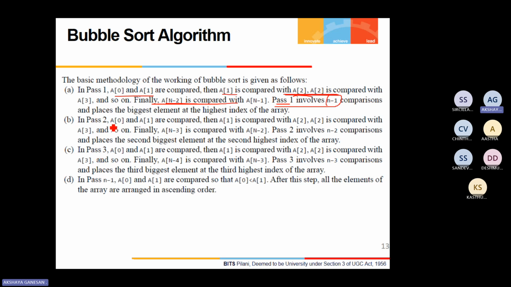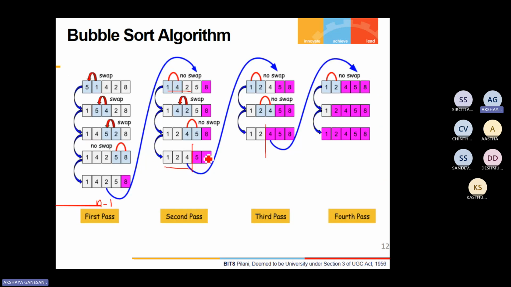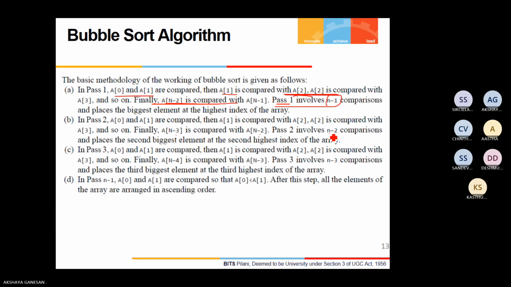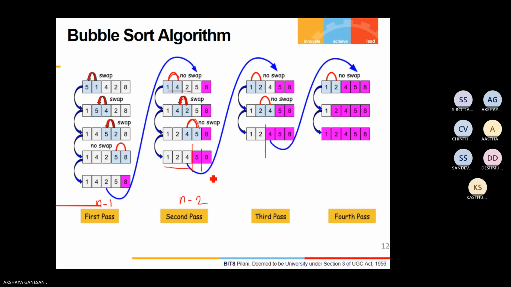In pass 2, you don't compare the last element. You stop with n minus 3. N minus 2 is n minus 2 itself. So one element you don't compare. So 1, 2, 3 comparisons. So it is always n minus 2 comparisons you will have in pass 2. And the second biggest element will be placed in the last position in this.